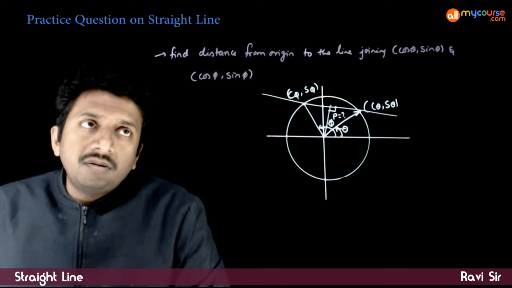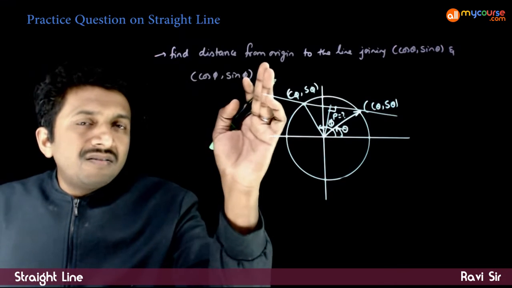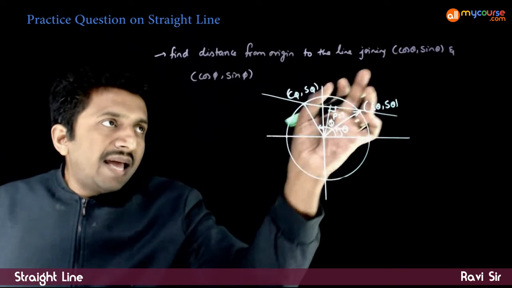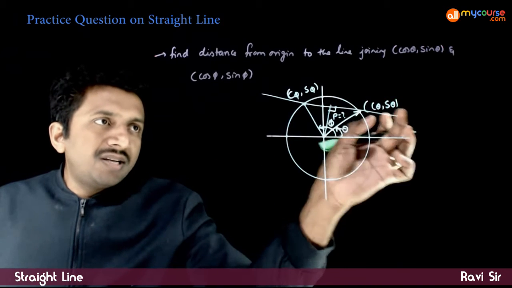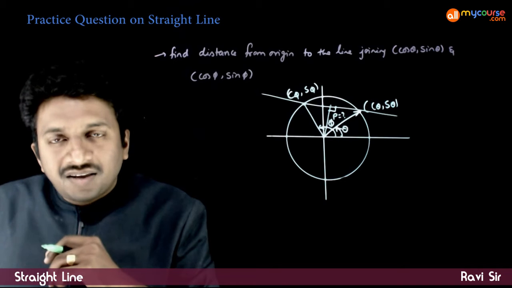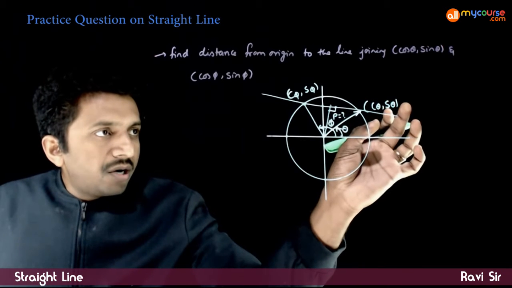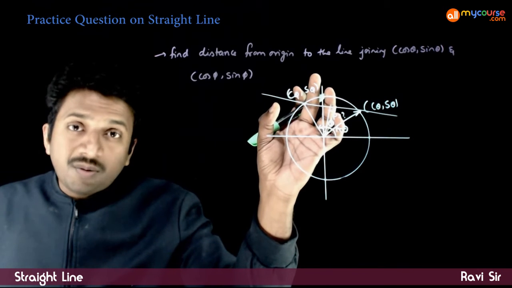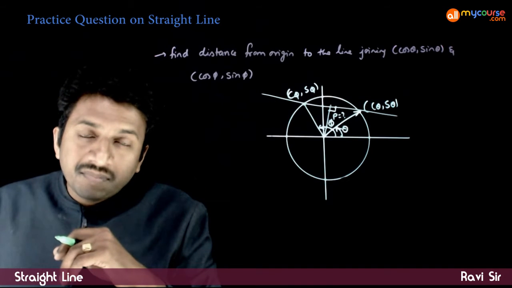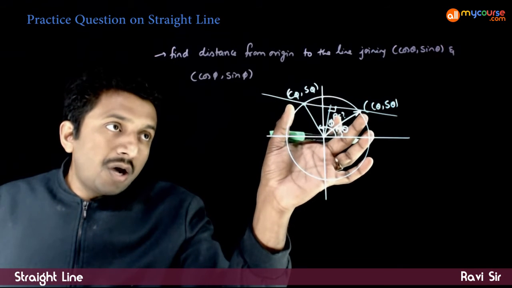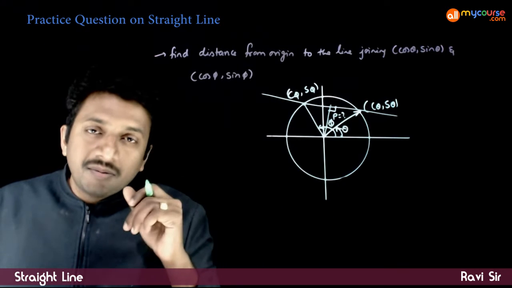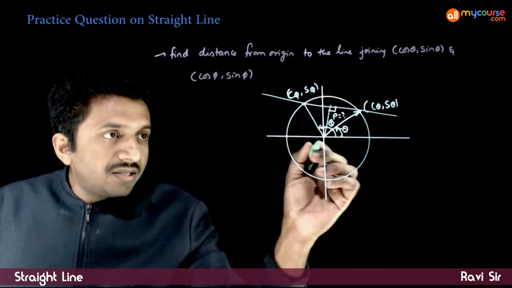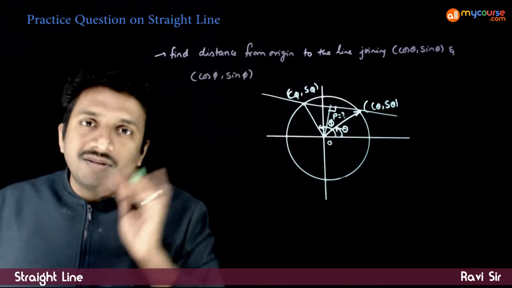In this question, you're asked to find the distance from the origin to the line joining the points (cos theta, sin theta) and (cos phi, sin phi). So you have a point (cos theta, sin theta), and another point (cos phi, sin phi). If you join these two points, you get a straight line. What is the perpendicular distance from the origin onto this line?